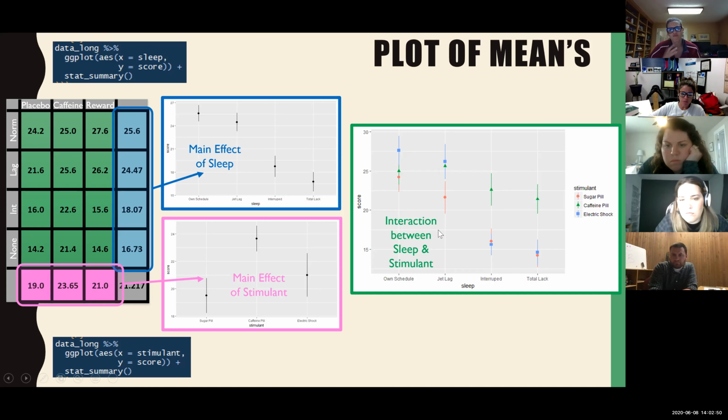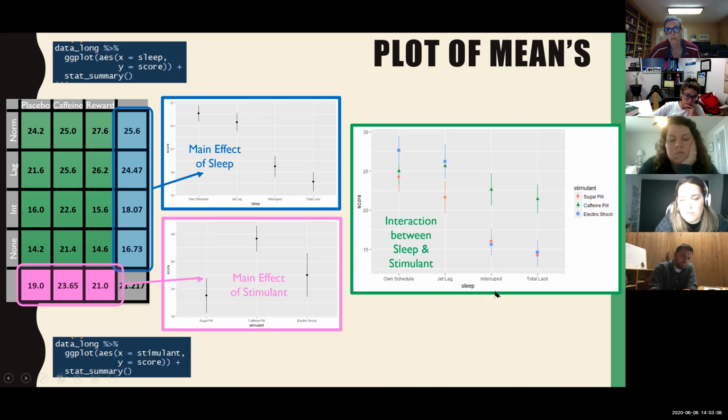Looking at just the jet lag group. Who's doing worse? Placebo. The placebo, the sugar pill, but it looks like offering a reward or having caffeine or this electric shock reward thing, they both are doing a little bit better than the sugar pill.